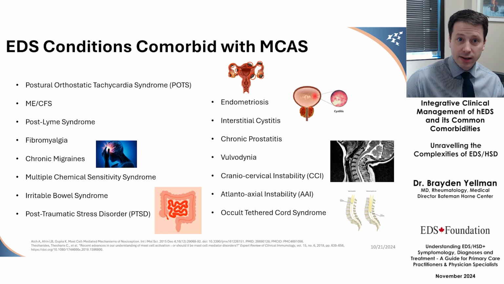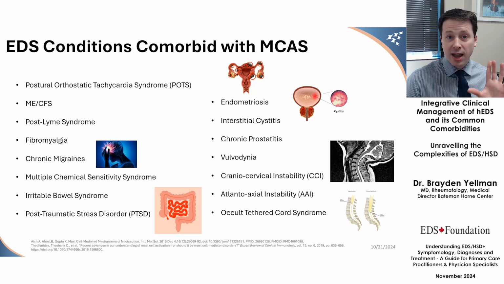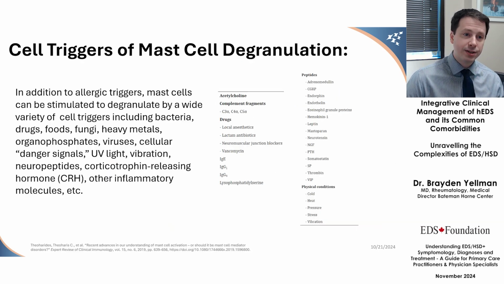EDS and mast cell activation are often, when present together, comorbid with all these other symptoms: ME/CFS, post-Lyme, POTS, fibromyalgia, migraines, chemical sensitivities, IBS, PTSD, craniocervical and atlantoaxial instability, occult tether cord, vulvodynia, prostatitis, interstitial cystitis, endometriosis, and we think that mast cell is contributing perhaps to all of these pathophysiologies.